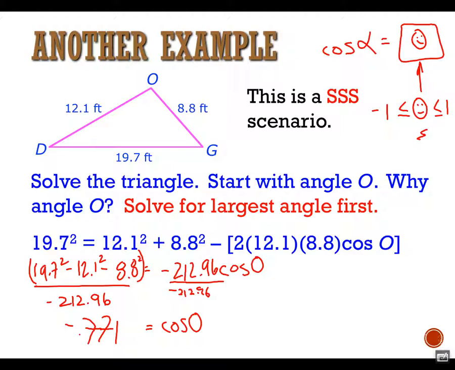Okay, how do we get rid of the cosine? Inverse cosine. So inverse cosine of that number, -0.771, which you have stored on your calculator, will give you angle O. And therefore angle O is equal to 140.46. Can somebody confirm? Yes. Yes. 140.46. Hot diggity.